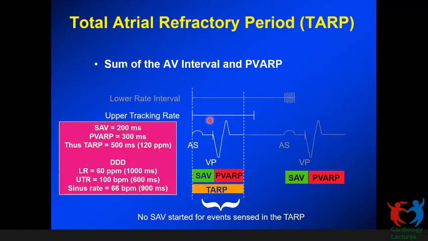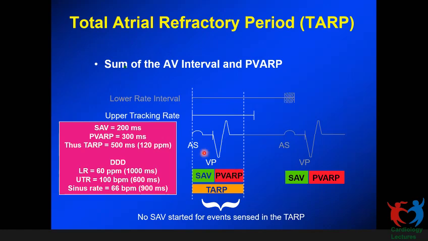And now putting together the AV interval and also PVARP. On A sense, there is an AV interval. In this case, it's 200 millisecond. And on V pace, in the atrial channel, we have started another refractory period, which is PVARP, which is 300 millisecond. So for a continuous period, which is a total of sensed AV and PVARP, which is 500 millisecond, the pacemaker atrial channel is refractory.